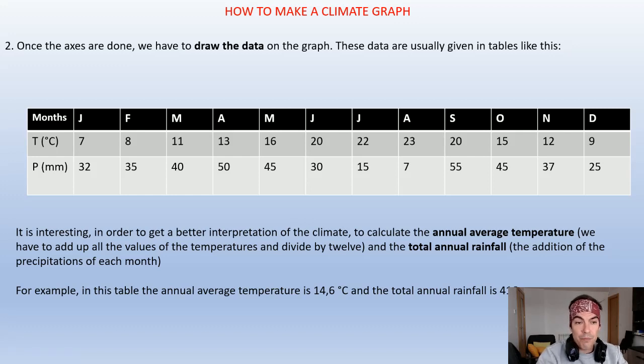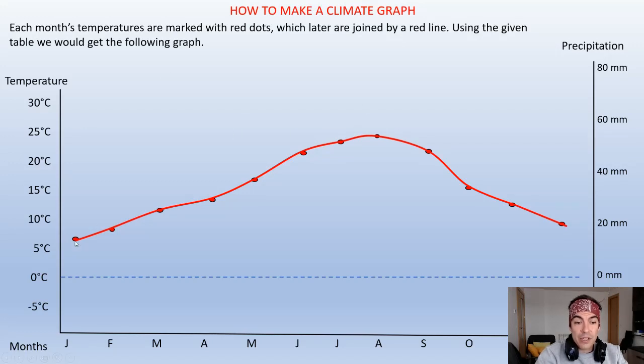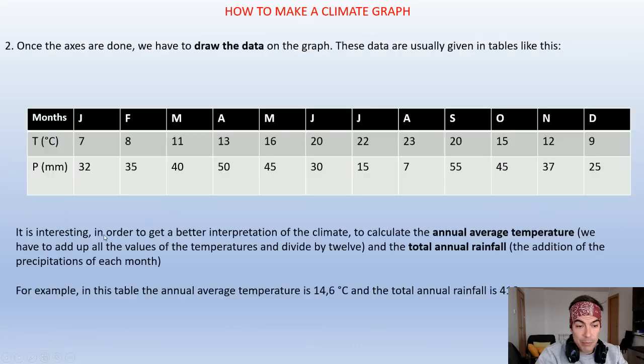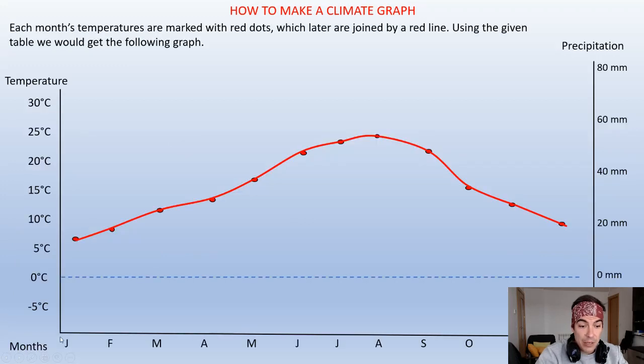So we have to first draw the temperatures. We draw a point in each month here, the point of the average temperature. For example, here we have January 7 degrees, February 8 degrees, March 11 degrees. We do this with the rest of the months, and then we connect all the dots that we have drawn before with a red line, okay?